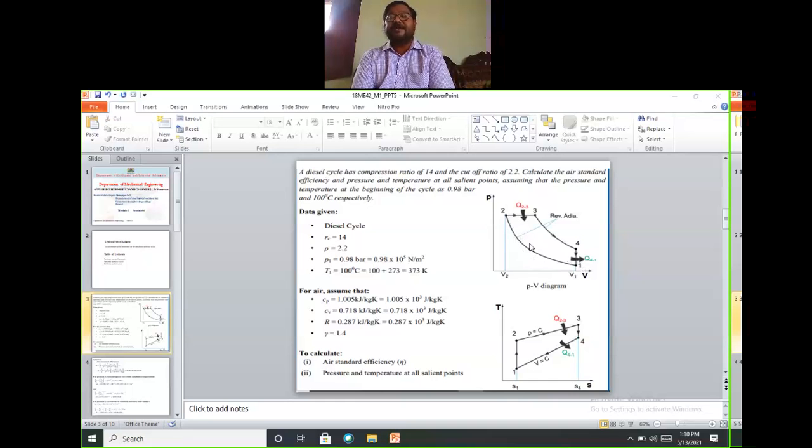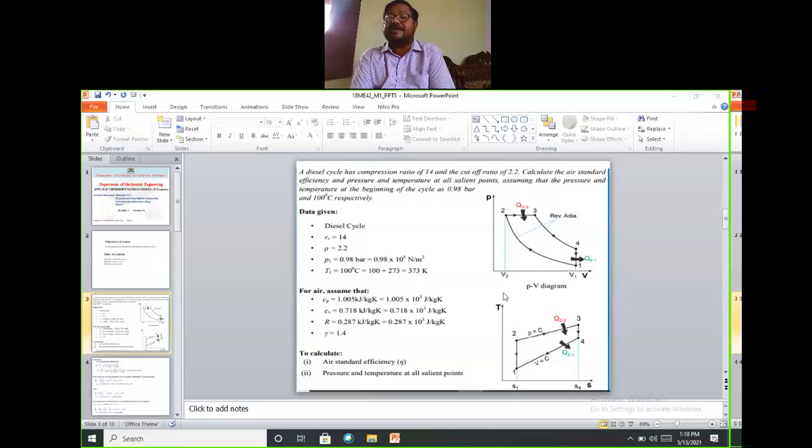Adiabatic means heat will not flow into the system or from the system to the surroundings. That you studied in basic thermodynamics in the first chapter. Here 1 to 2, the entropy is the same. If entropy is the same, then only it is called reversible adiabatic. That you can observe here in the temperature versus entropy diagram. But in the pressure versus volume diagram, you would not be able to find this.